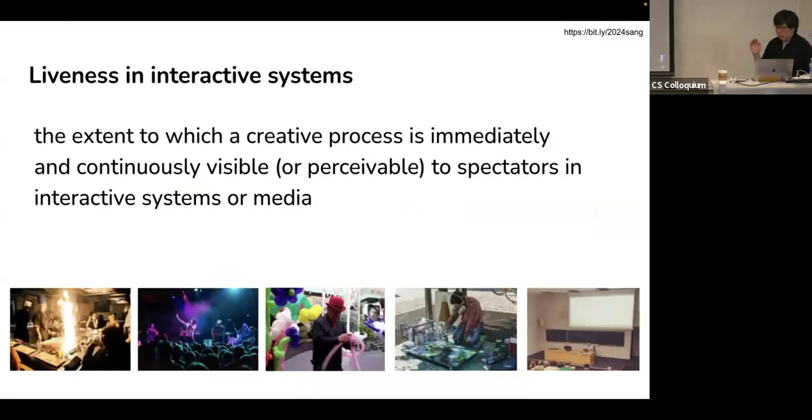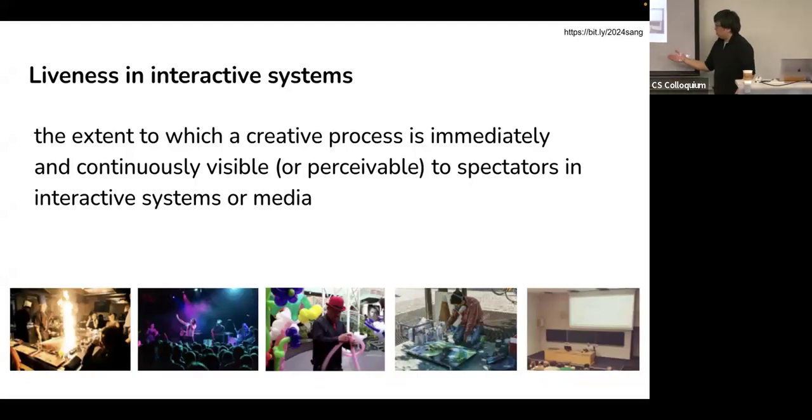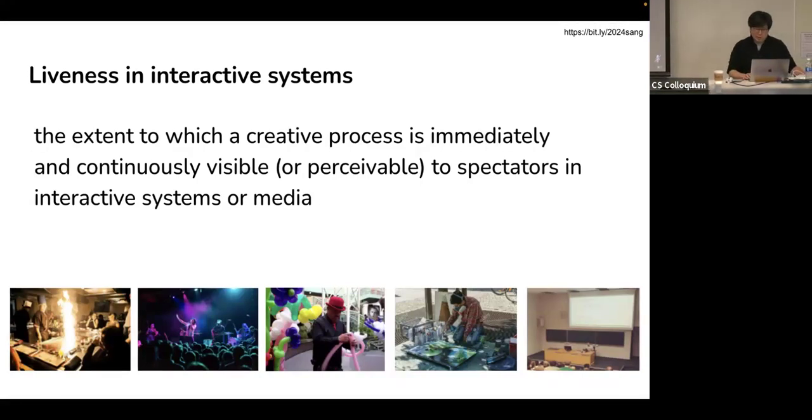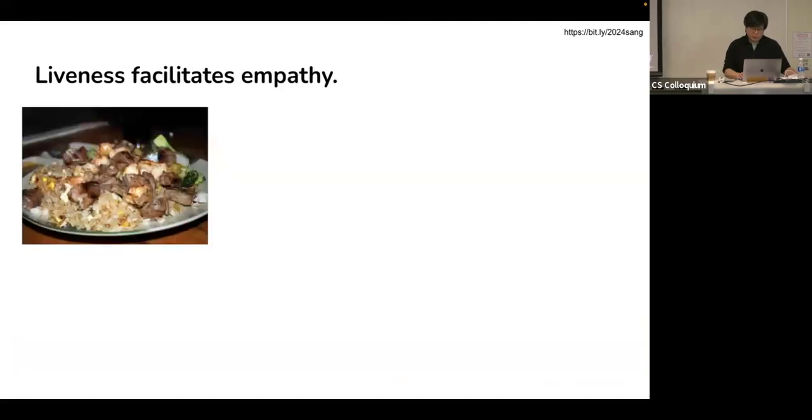So I had to give a definition for the sake of defending my research to all the other people. This is the working definition that I have: the extent to which a creative process is immediately and continuously visible or perceivable to spectators in interactive systems or media. And you can see there are people live coding in a classroom, instructors live coding for students, or these balloon artists who create an artifact in front of a child. That's an exciting part of the creative process, right?